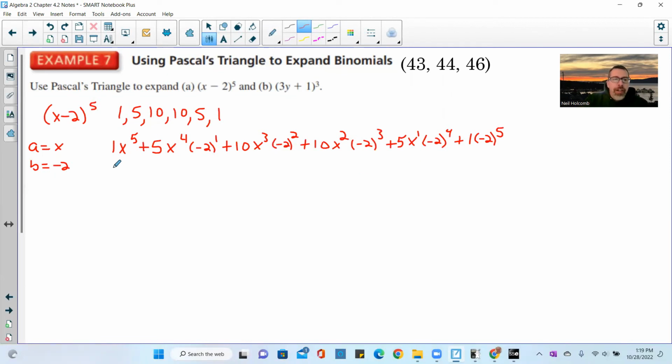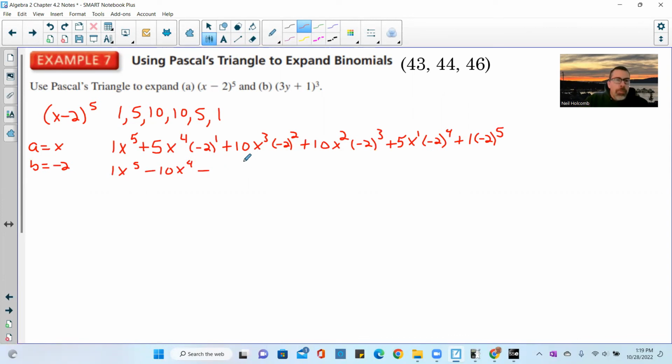And so I'm going to simplify now. So this is going to come out to be 1x to the 5th plus, actually it's minus because there's going to be a negative 2 here. So I multiply my terms and do the powers first. Negative 2 to the first power is negative 2 times 5 is negative 10x to the 4th. Minus, because 10 times negative 2 is going to be negative.